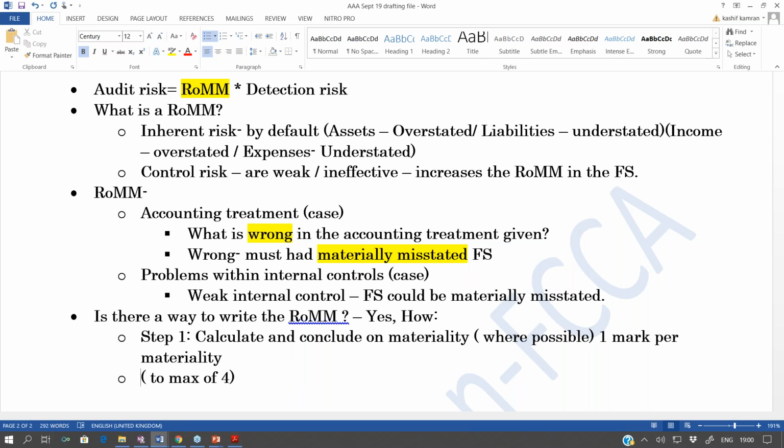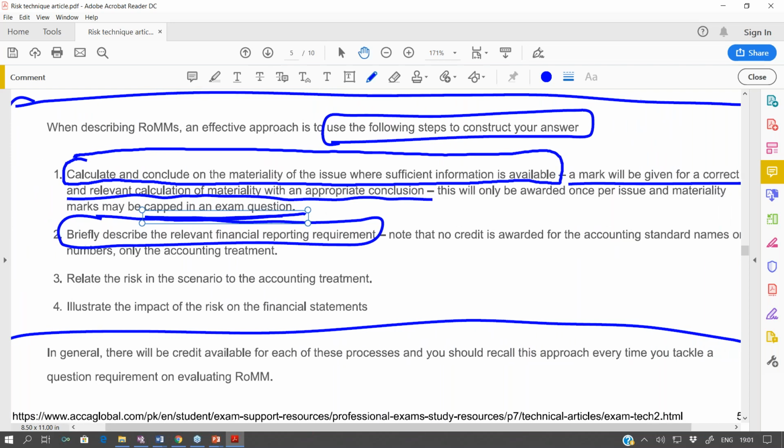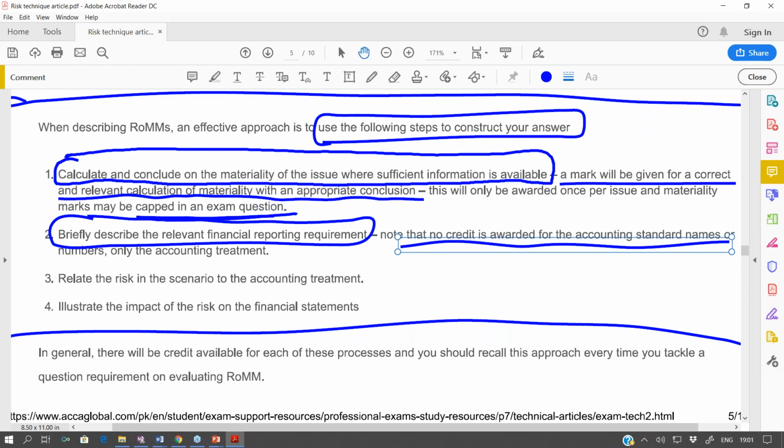Next, step 2. In step 2, the examiner says briefly describe the relevant accounting treatment, because most of the time the question emphasizes accounting treatments one after another. But read very carefully: the examiner is not saying explain the accounting treatment, the examiner is saying briefly describe it. And then the examiner says, note that no credit is awarded for accounting standard names or numbers.